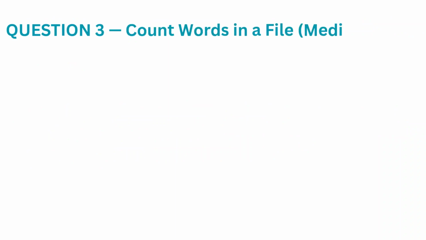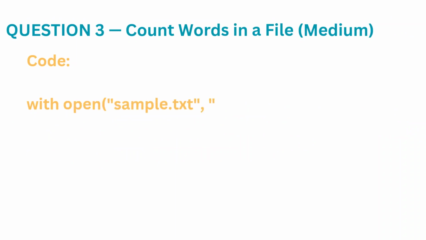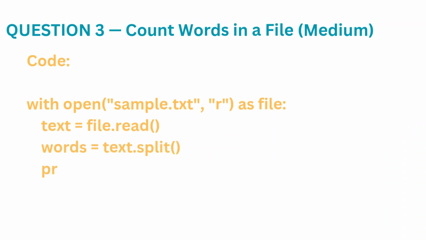And the next question is count words in a file. For counting the words in a file, we remove spaces automatically using the split function and then count the words. So the code: with open sample.txt r as file, and text equal to file.read, and words equal to text.split, and print word count, that's the length of the words.